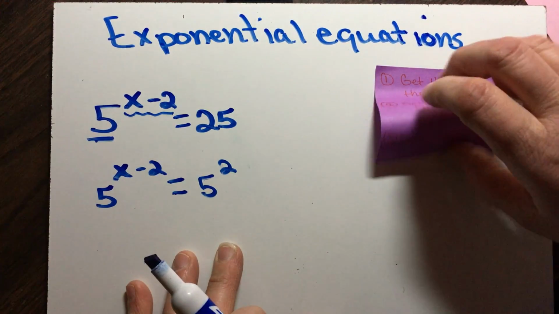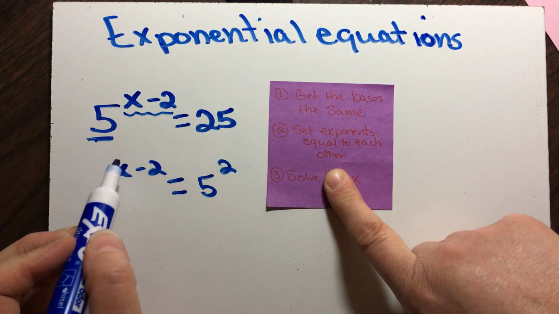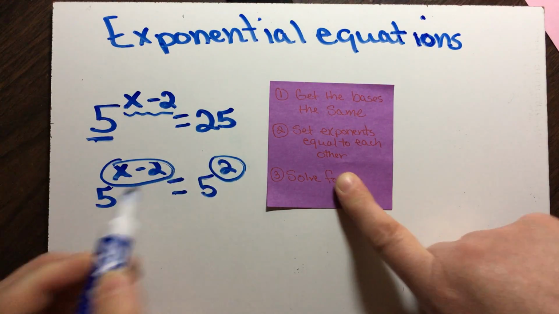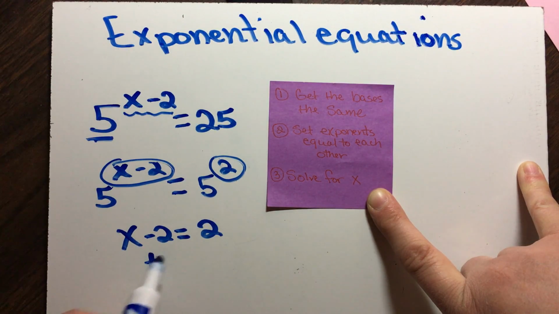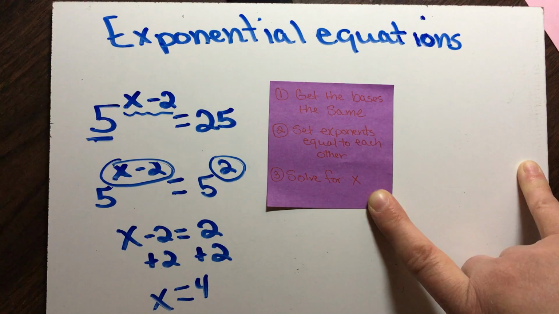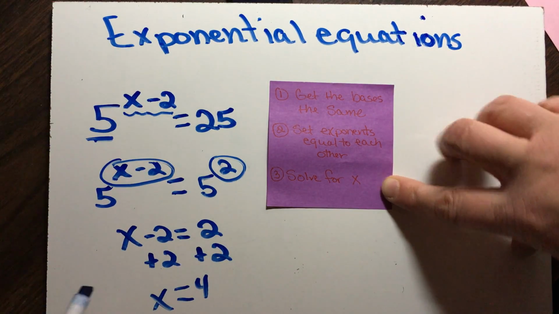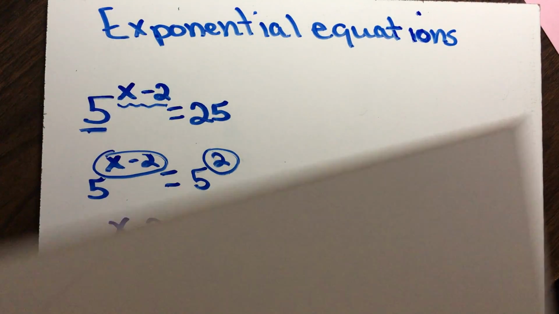Step 2 says, get the exponents equal to each other. So I'm going to make this equal to this. Add 2, x equals 4. Solve for x, done. All right, let's take a look at another one.